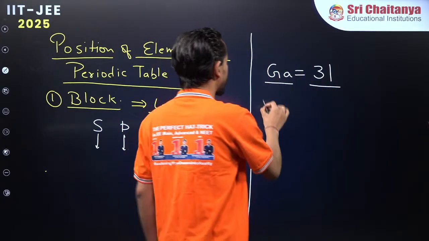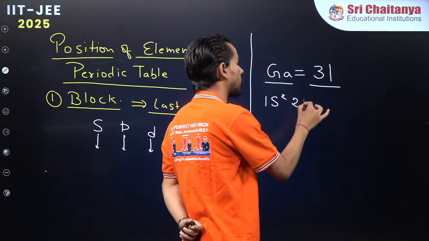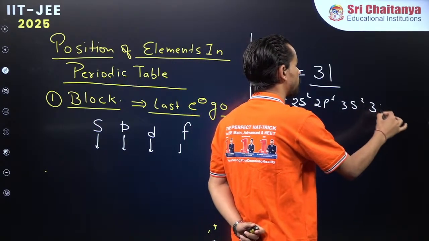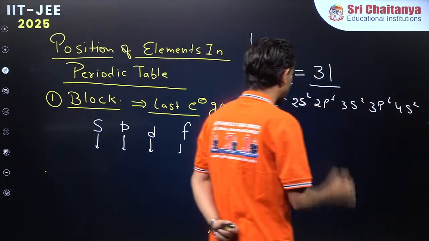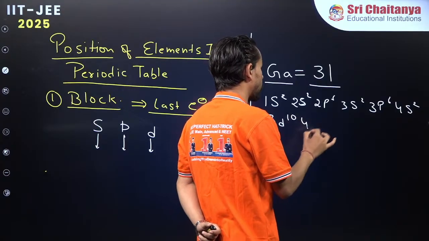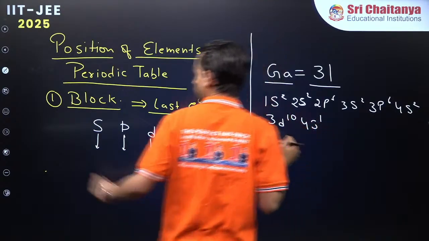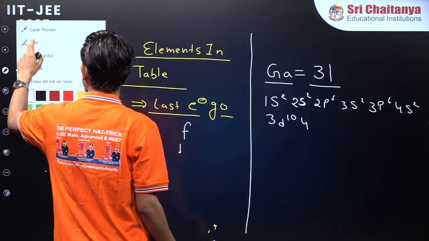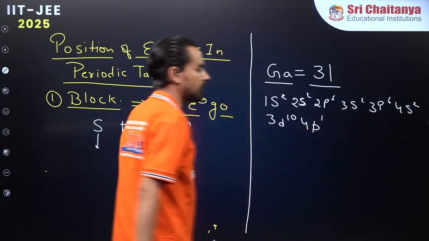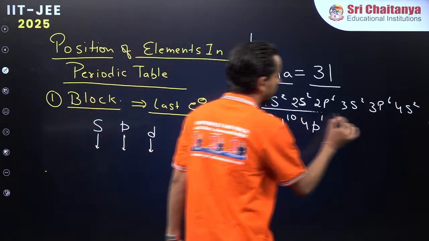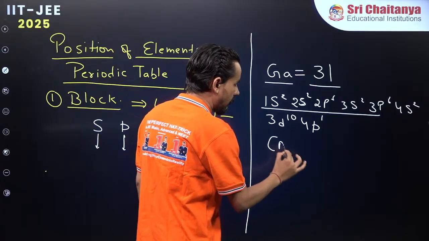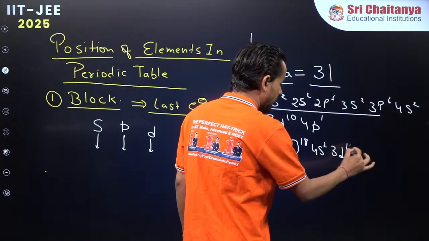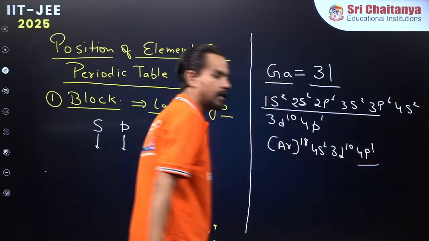Okay, let us start. 1s2, 2s2, 2p6, 3s2, 3p6, 4s2, 3d10 and 4p1. That is the thing. And you know, up to here what it is? Argon it is. So you can write argon 18, 4s2, 3d10, 4p1.